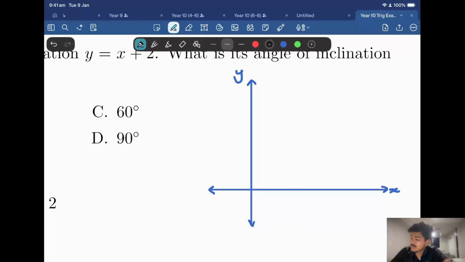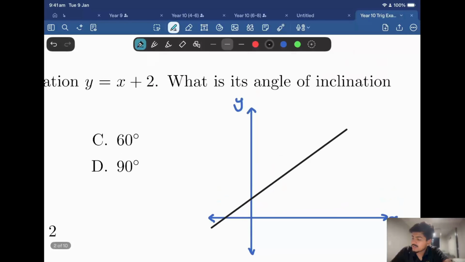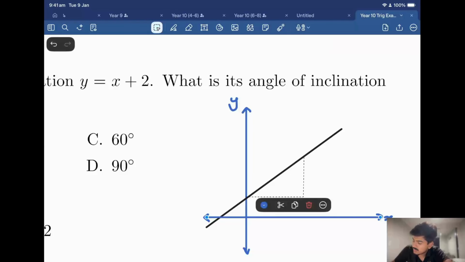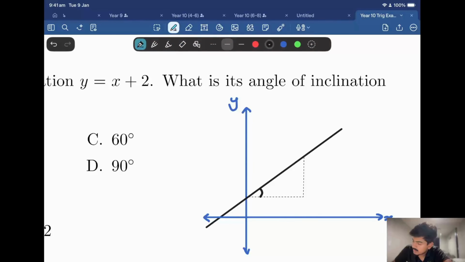Again, we need to draw the graph of y is equal to x plus 2. Okay, so this is what the graph looks like. What are we concerned with? We're concerned with what is the angle of inclination. Okay, so what would the angle of inclination be? So we can kind of see that the angle of inclination is going to be this angle theta, right?